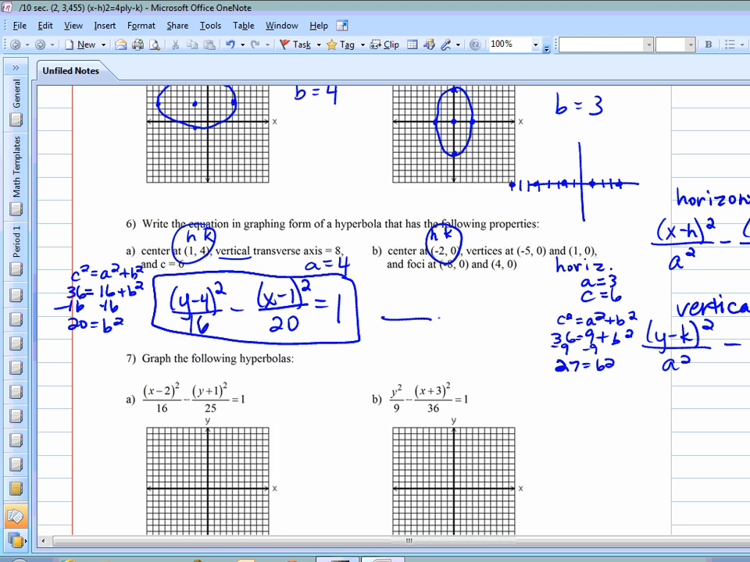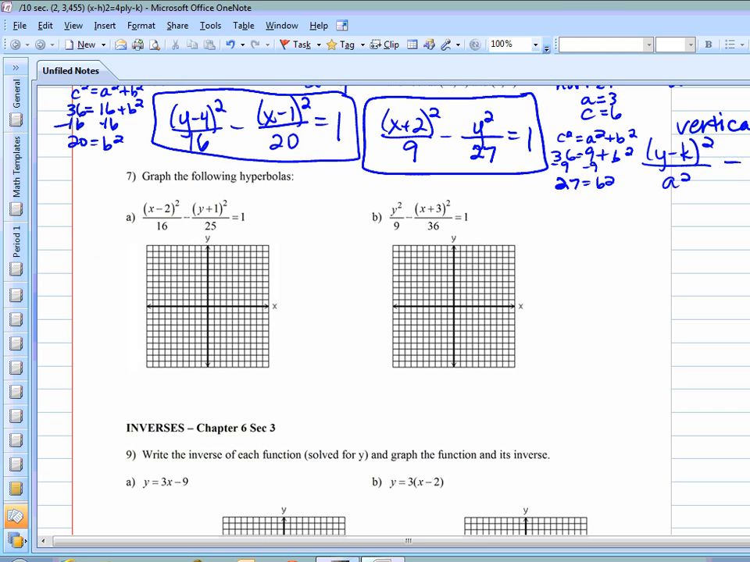So we're ready to write our equation. Because it's horizontal, the x comes first. We take the x part of our center, excuse me. And then y minus 0 would be a y squared. A squared is always the bottom left, which here is a 9, and B squared is under the y, which is 27 for that.